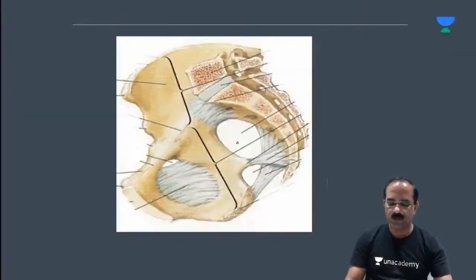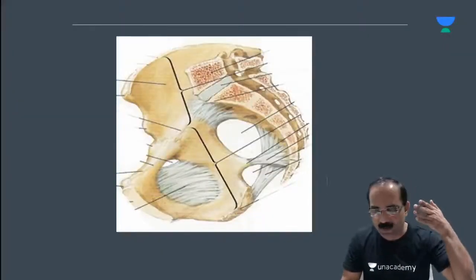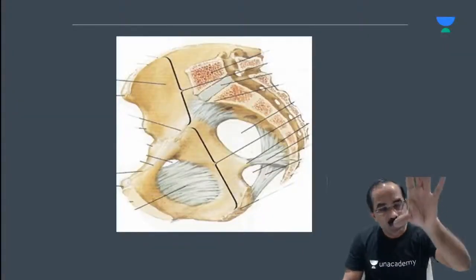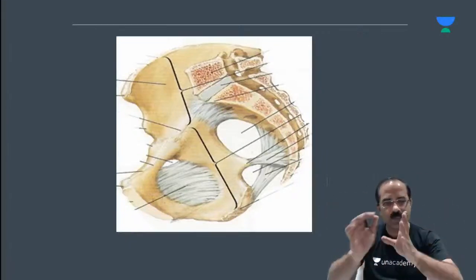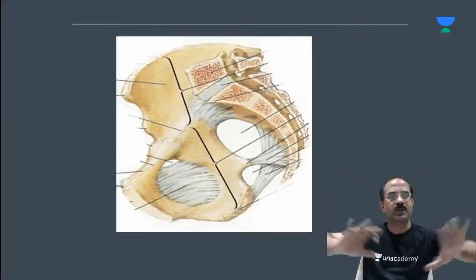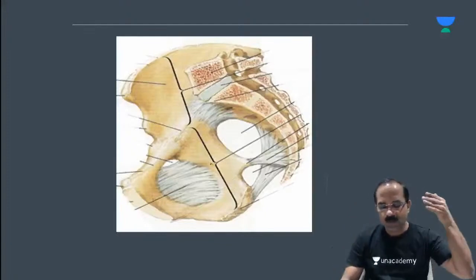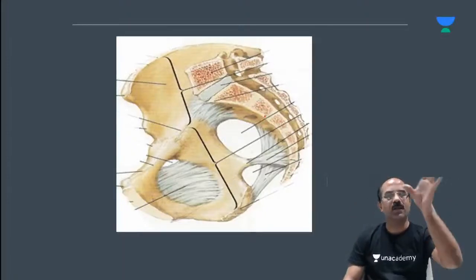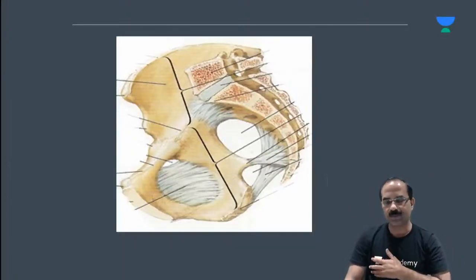Which is this region? If it gets out through the greater sciatic foramen, that's the gluteal region. I don't have the other slide. It goes into the gluteal region. Any structure that goes out of the greater sciatic foramen is right inside the gluteal region.